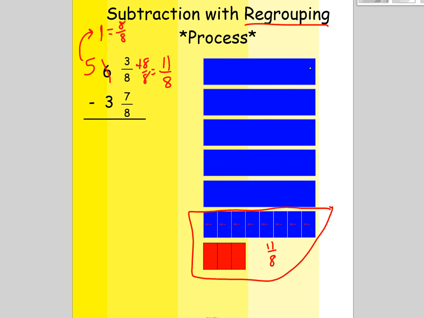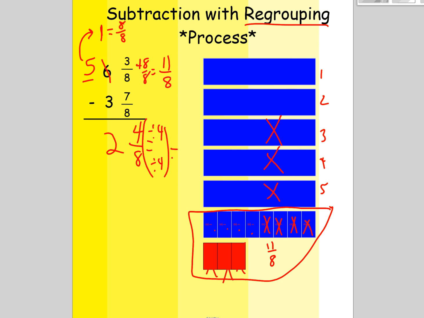So I really have 5 wholes left. 1, 2, 3, 4, 5, and 11/8. Now I can do my subtraction. I can take away 7. 1, 2, 3, 4, 5, 6, 7. I'm now left with those 4 there. And then I can take away 3 wholes. 1, 2, 3. I'm left with 2 and 4/8, which I'm going to simplify by 4 and get 2 1/2.